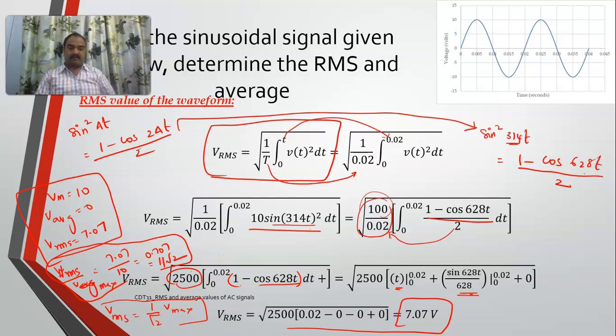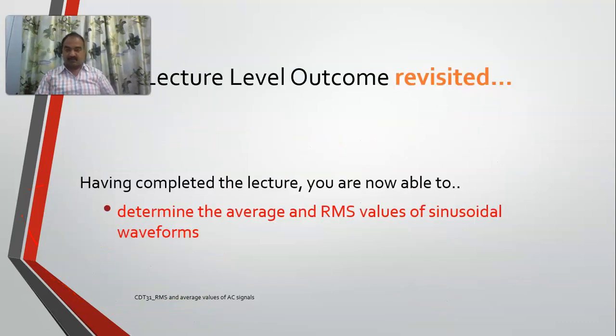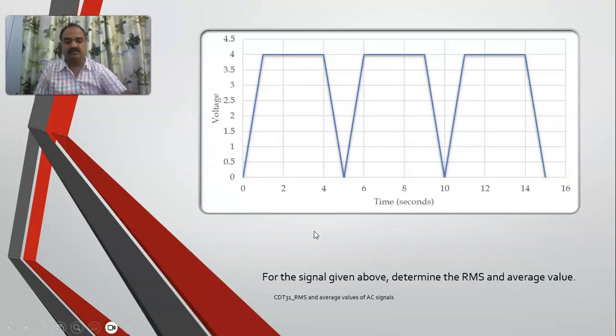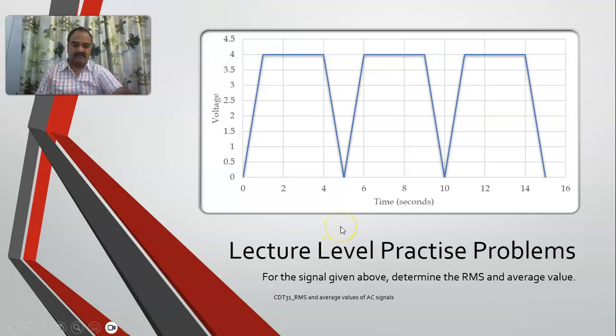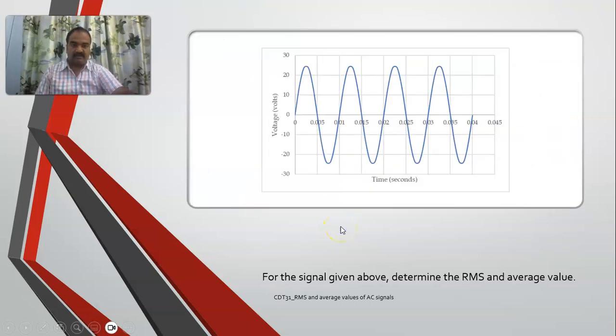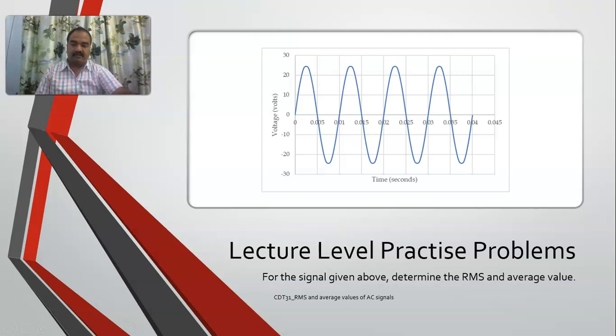Now moving ahead, I hope that you are now able to determine the average and RMS value of trapezoidal and also a pure sinusoidal waveform, and try to solve these problems at home. This is a trapezoidal waveform and this is a sinusoidal waveform. Try to get the RMS and the average values.